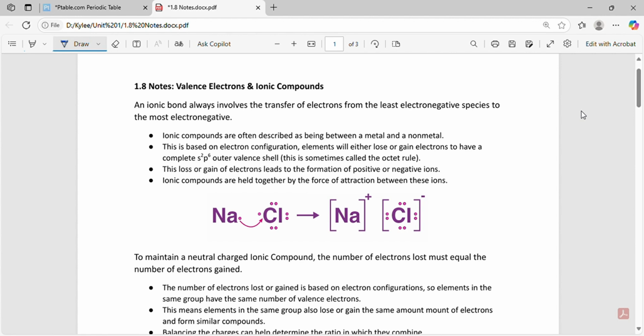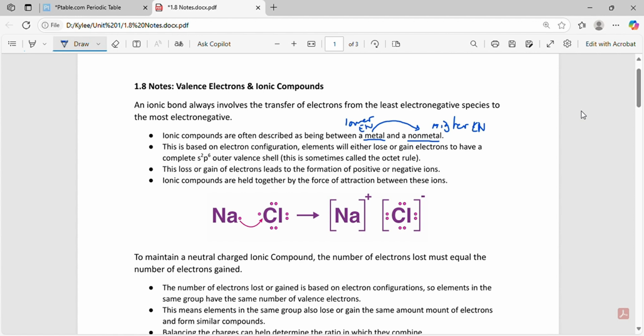Oftentimes, this results in an ionic bond being between a metal and a nonmetal, where those electrons are being transferred from the metal over to the nonmetal. And that's because nonmetals tend to be on the right-hand side of the periodic table, and they're going to have greater electronegativity compared to the metals, which tend to have lower electronegativities.